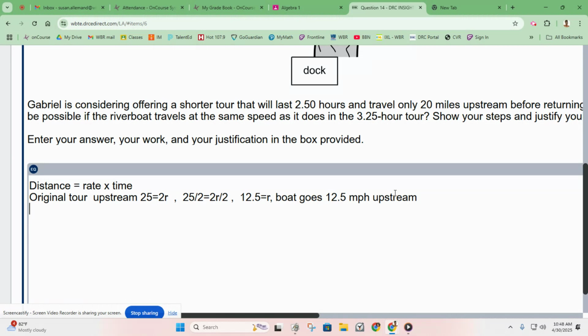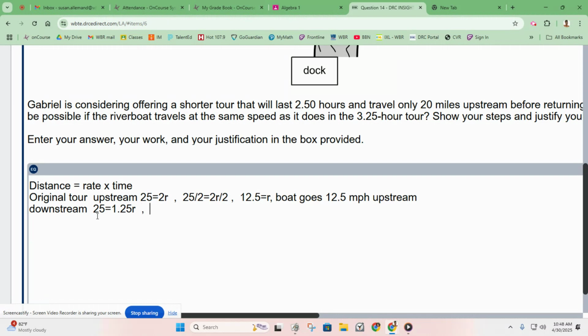Now let's look at the original tour downstream. On the way back, now he's gone 25 miles from dock, so the trip back is also 25 miles, but it said that it only took 1.25 hours, so that 25 is going to equal 1.25 times whatever my speed is.